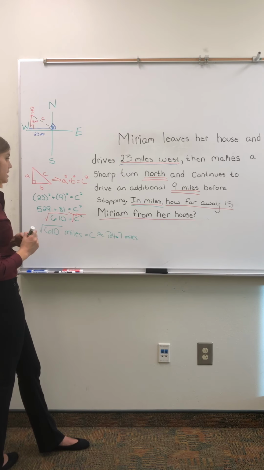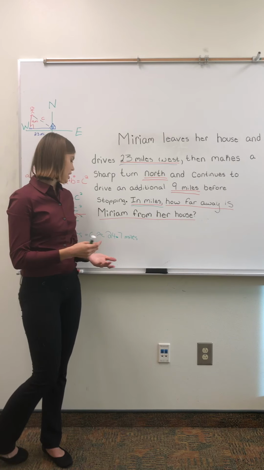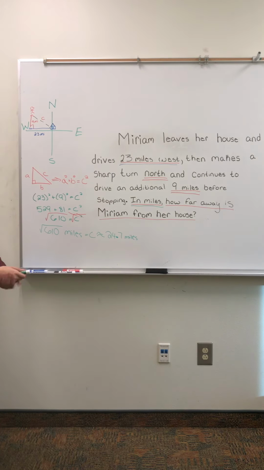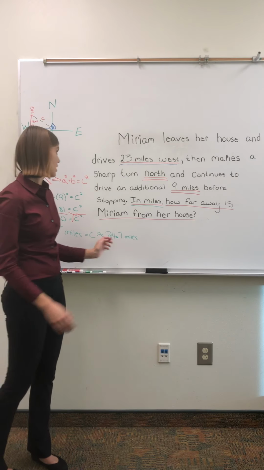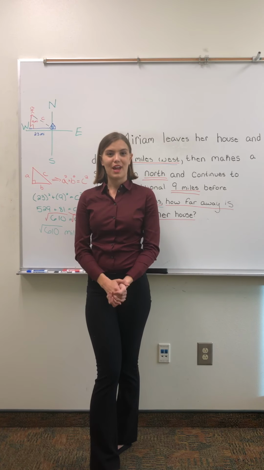And if you want to write this down in proper word problem form, we would say that Miriam is approximately 24.7 miles, or the square root of 610 miles away from her home. All right, and that's how you do word problems using Pythagorean's theorem.